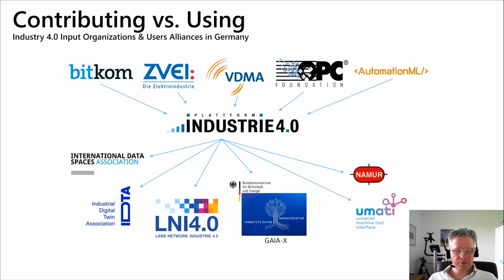Then the platform creates a reference architecture and makes recommendations on how standards from the input organizations should be leveraged. And then there's a number of user organizations that leverage some of the standards that the platform recommends. The most popular ones here are Namur, Umati, now also Gaia-X, the Labs Network, the IDTA, and the Industrial Data Space Association. They're getting a lot of press right now because they're making some big strides into leveraging some of the recommendations, architectures, and standards from the Platform Industry 4.0.